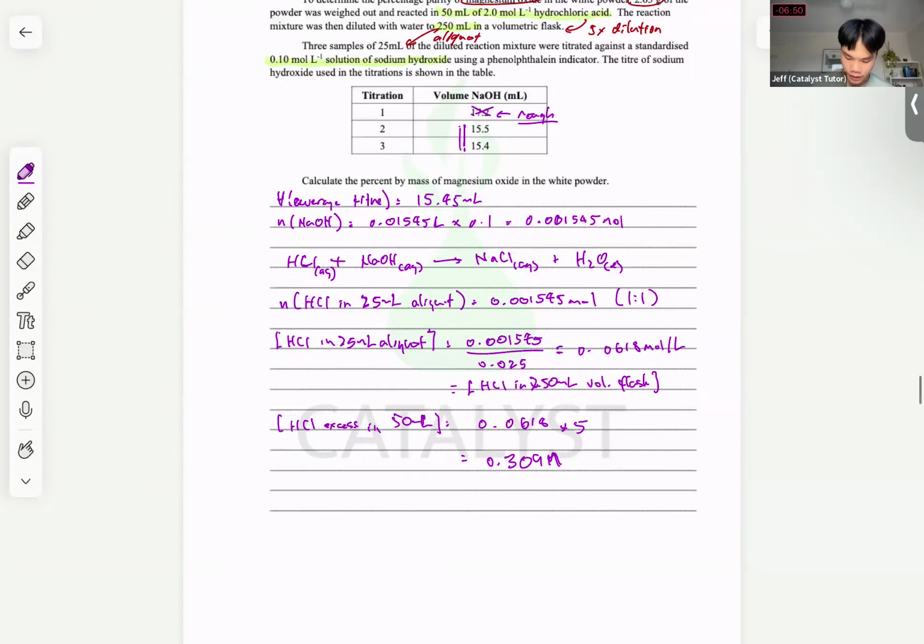Okay. But if we're here and we've already got the concentration of HCl excess in the 50 mils, we can turn that into moles anyway. So the moles of HCl excess is equal to 0.309 mole per liter times by 0.05 liters, since that's the volume it's contained in. And that answer is equal to 0.01545 moles.